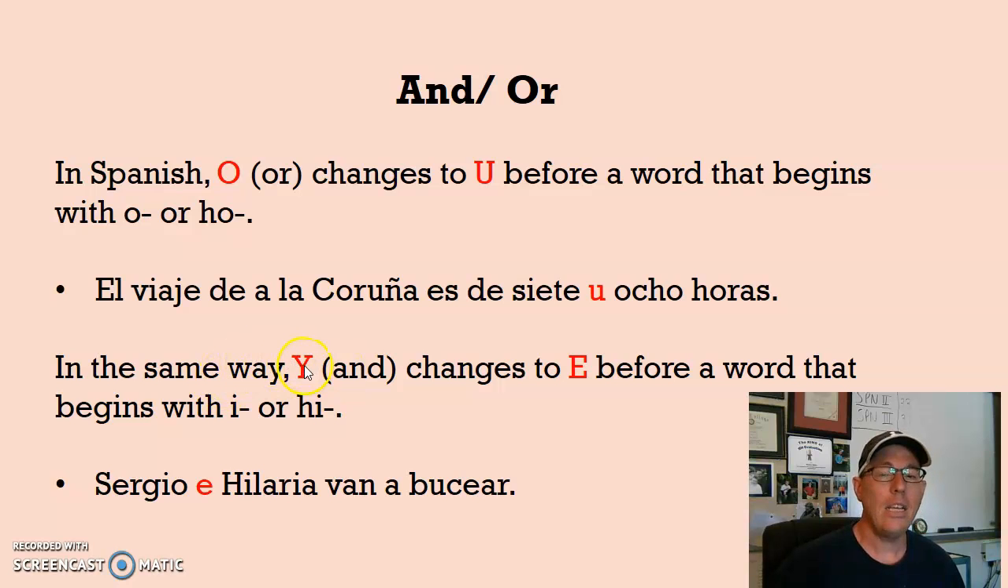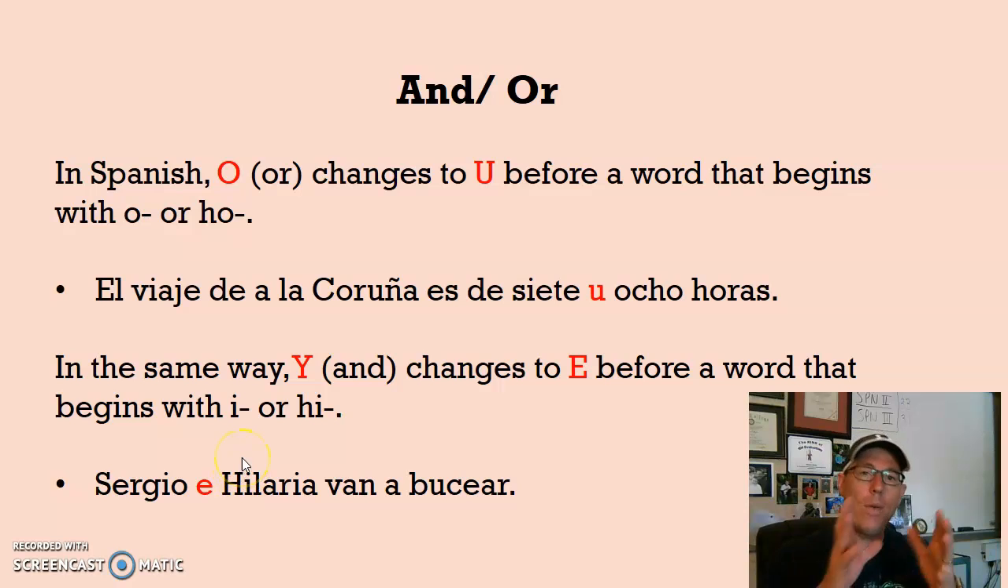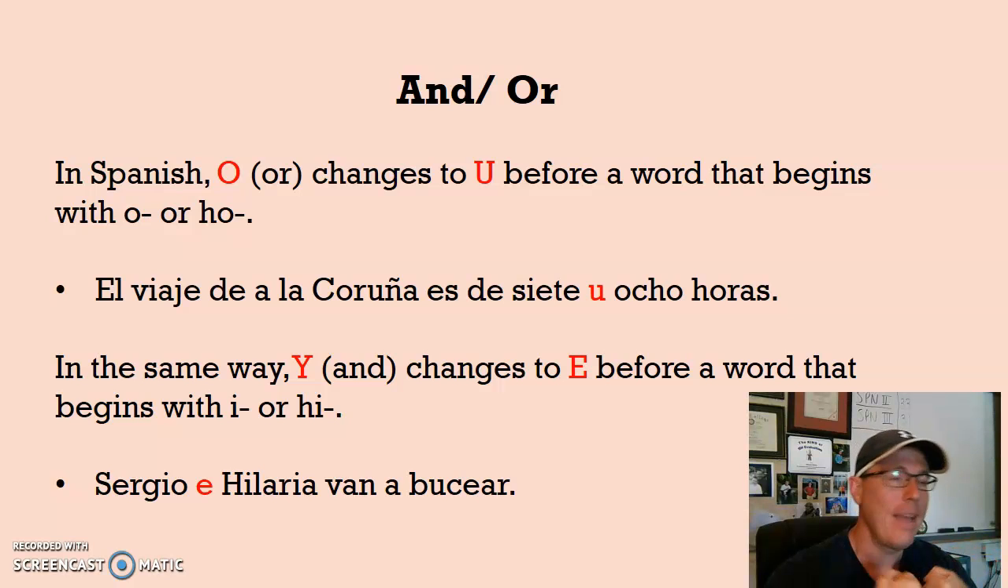In the same way, e, the letter y, meaning and, changes to e before a word that begins again with i or hi. For example, Sergio e Hilaria van a bucear. It's not Sergio y Hilaria because you can't differentiate the i from the and in Hilaria. So that's why we change that spelling, Sergio e Hilaria. We avoid what's referred to as a diphthong, when two vowels together make the exact same sound. Kind of a fun word to learn, grammatically speaking. So we avoid that when we do these spelling changes. I'm going to practice them a lot more in class.